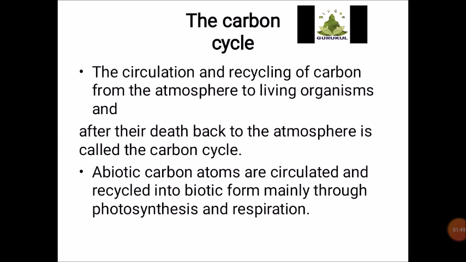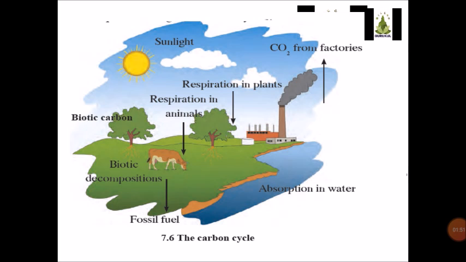the biotic component. Now see children, just look keenly towards the diagram. Then you will be able to understand more properly. You are able to see this whole picture. Some components you are able to see, like an animal over there, the trees over there, the factory and the chimney, the smoke coming out. You are able to see water over there. So this is just a pictorial representation of the carbon cycle.